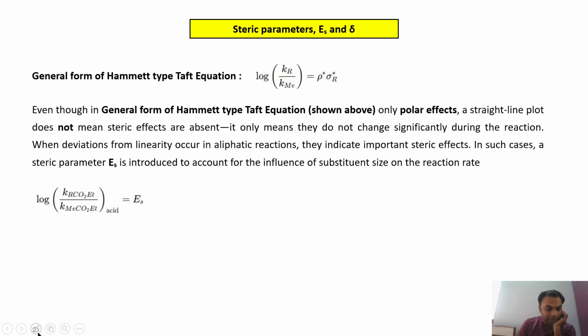In this lecture, we will discuss the steric parameter Es and delta. We have already discussed the Hammett-type Taft equation for various aliphatic reactions, where we can calculate the value of the reaction constant for the various aliphatic reactions using rate measurement and the substituent constant for R.